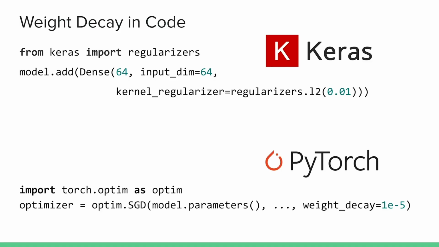Weight decay in practice, for example with Keras, is that you basically just specify in your layer a kernel regularizer and you say, well, take the L2 norm, that's basically weight decay. For PyTorch, there is a specific parameter called weight decay, and you just specify that one parameter that says this alpha value of how fast your weights decay towards zero.